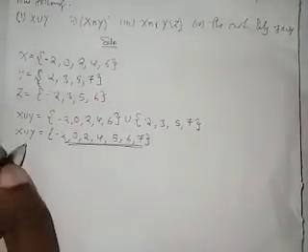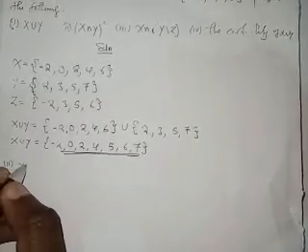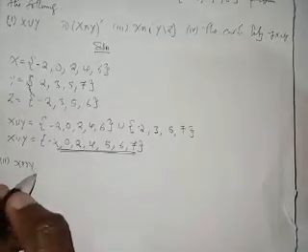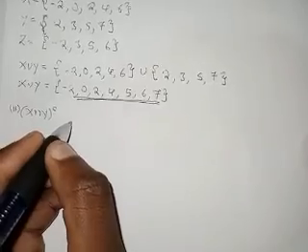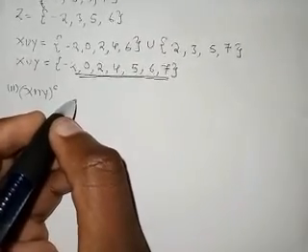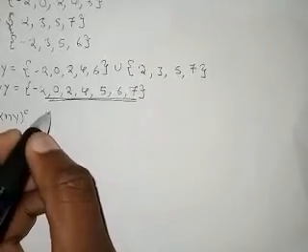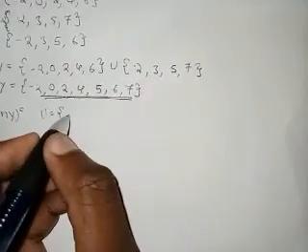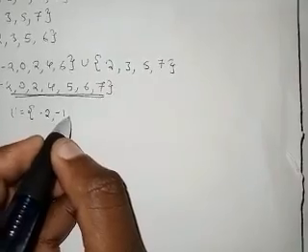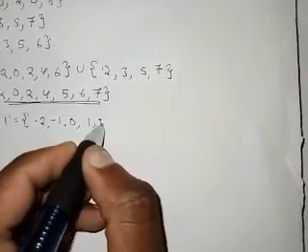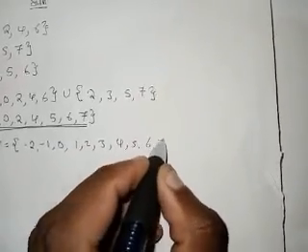Then we will go on to the second question, which is X intersection Y complement. How do we answer this question? We can first list the universal set, which is equal to -2, -1, 0, 1, 2, 3, 4, 5, 6, 7.